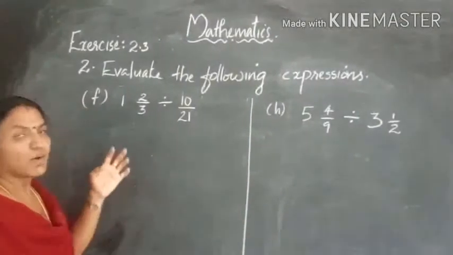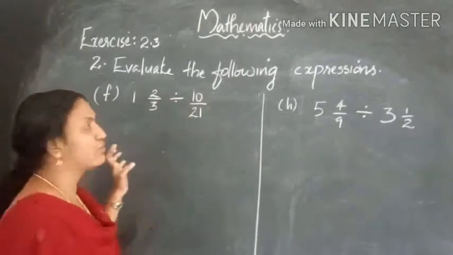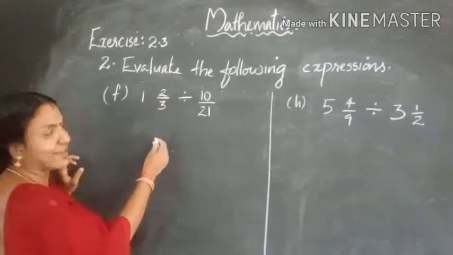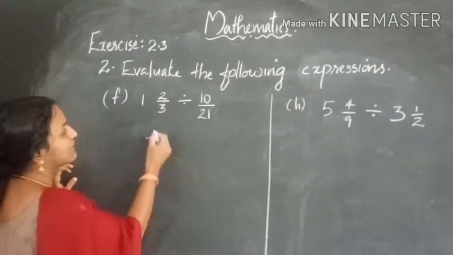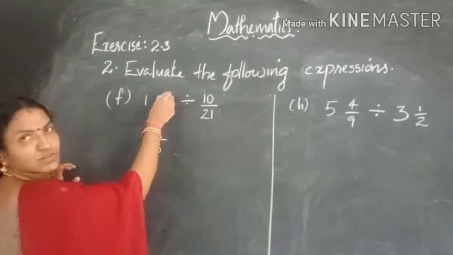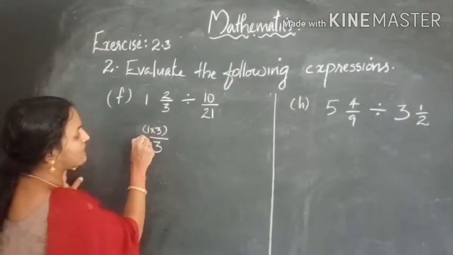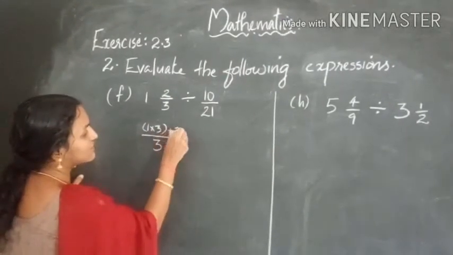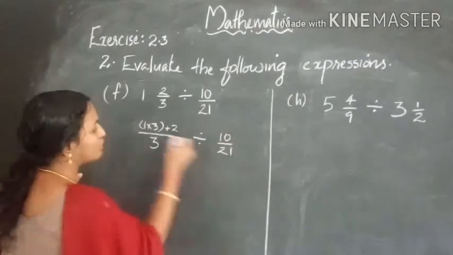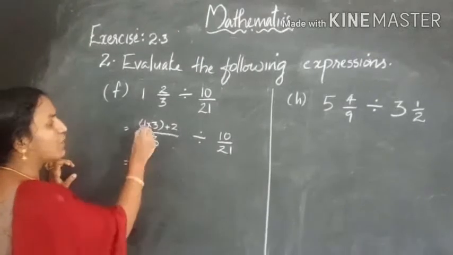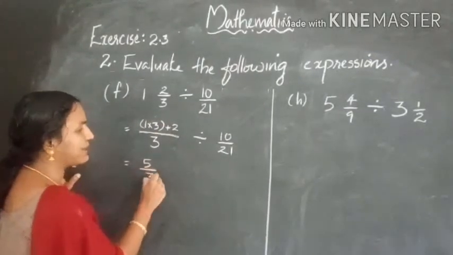Next, option F. 1 2 by 3 divided by 10 by 21. 1 2 by 3 is a mixed fraction, so convert it into an improper fraction. 1 into 3 plus 2 divided by 10 by 21 is equal to 1 into 3, 3, 3 plus 2, 5. 5 by 3.